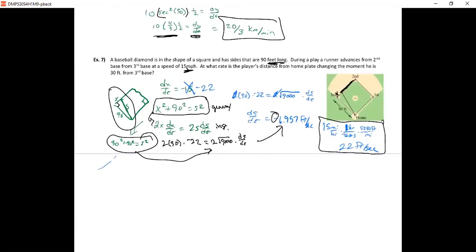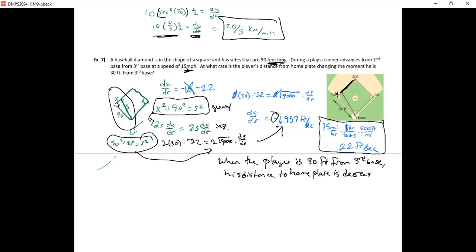Now, let's go ahead and write this out in a sentence with units. So when the player is, bad handwriting, is 30 feet from third base, his distance to home plate is decreasing by 6.957 feet per second. So somehow we have to get that direction of the negative involved there, which is what I did.